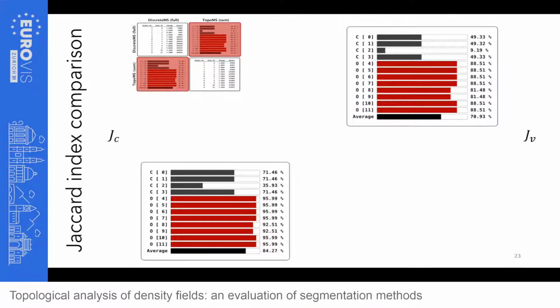Notice the high degree of similarity for oxygen, but not much agreement on the segmentation for carbon. Also notice, for one of the carbon atoms and two of the oxygen atoms, the similarity score is lower than the other atoms. So this is largely because of the asymmetry in the discrete MS approach.